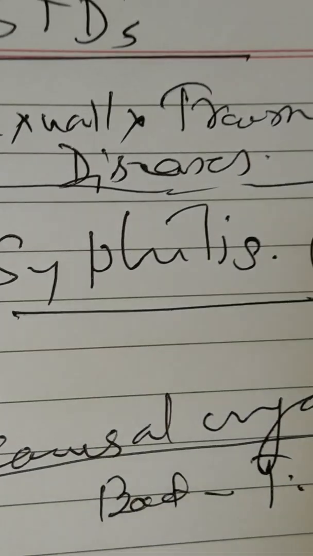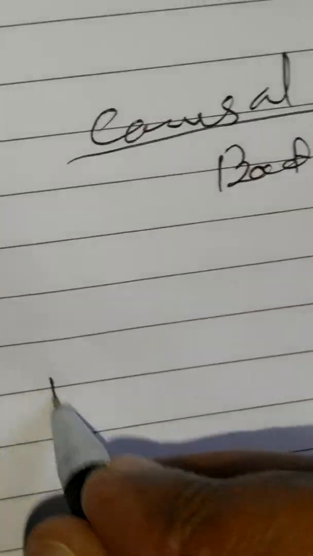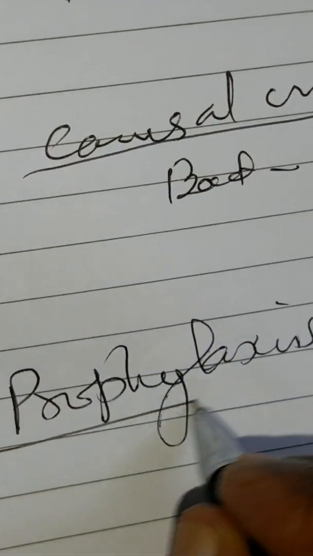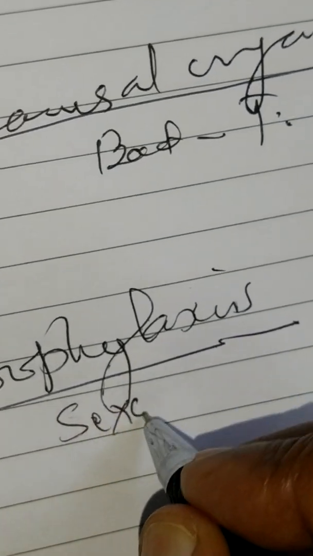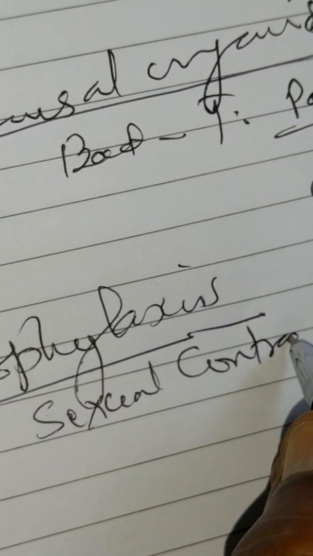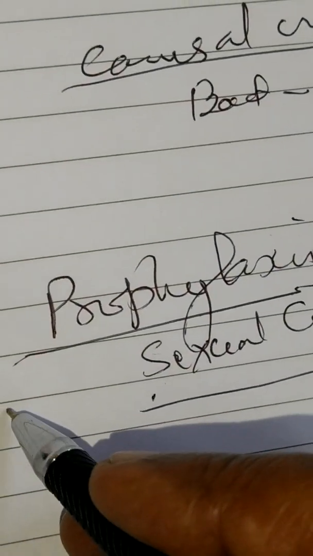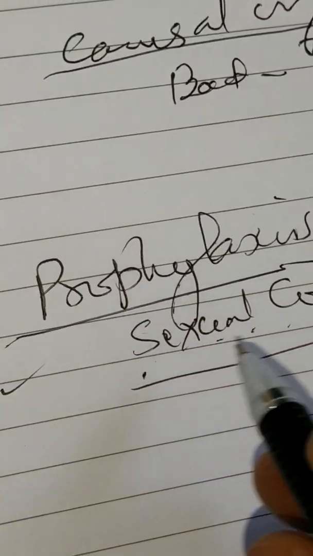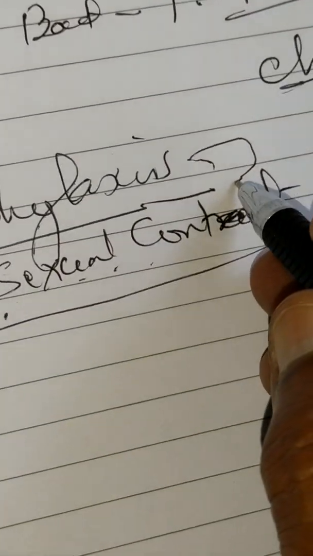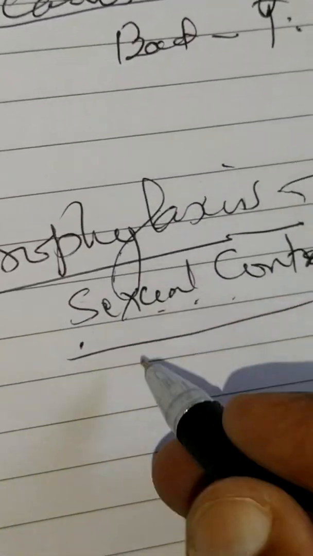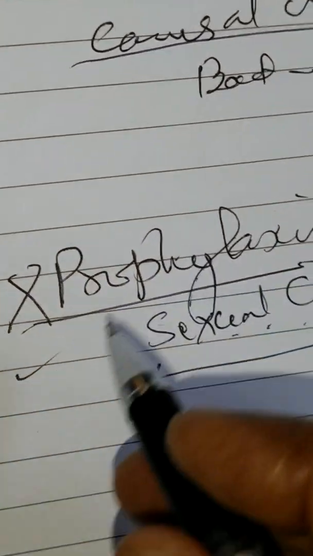As far as preventive measures are concerned, how the disease gets spread is the prophylaxis. Prophylaxis means that the spread of the disease is generally through sexual contact. Therefore, avoiding sexual contact is the preventive measure. Avoiding sexual contact with an unknown person prevents the disease. Both these diseases, syphilis as well as gonorrhea which we are going to study, are spread through sexual contact only. Therefore, stopping sexual contact prevents the disease.